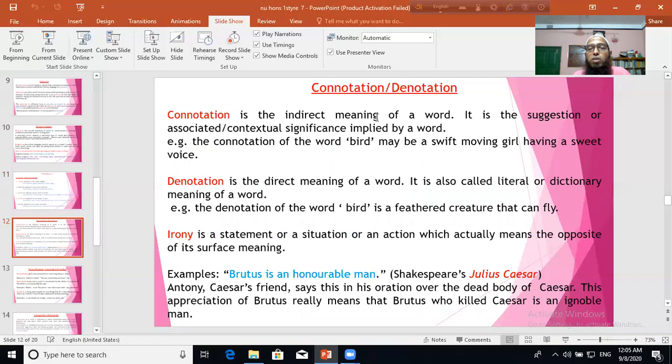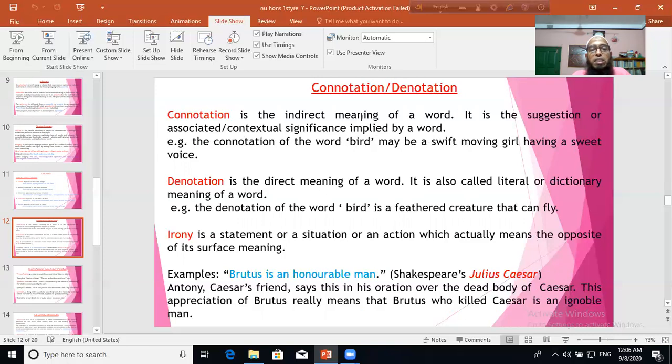Connotation and denotation. You know what is connotation and denotation? I told you in one lecture that each and every word has two types of meaning: connotative meaning and denotative meaning. We look at the meaning: connotation is the indirect meaning of a word. It is the suggestion or associated, contextual significance implied by a word. For example, the connotation of the word bird may be a swift moving girl having a sweet voice. The word bird may be used as a connotation, contextual meaning, to mean a swift moving girl having a sweet voice. On the other hand, denotation is the direct meaning.